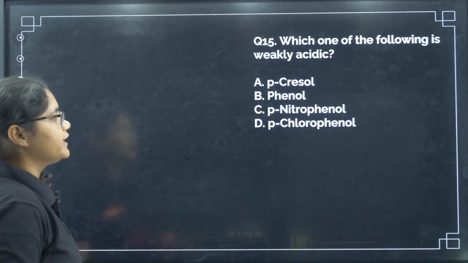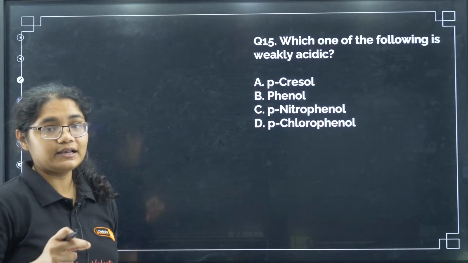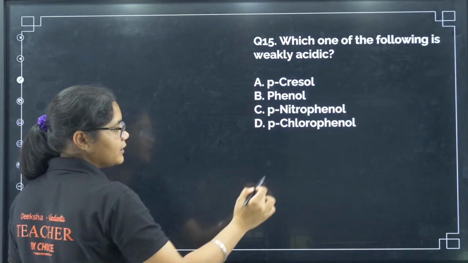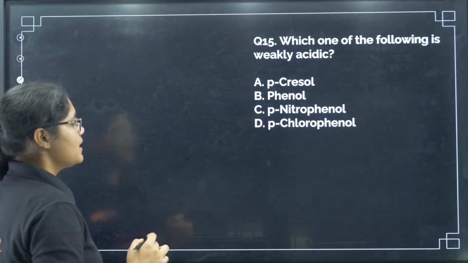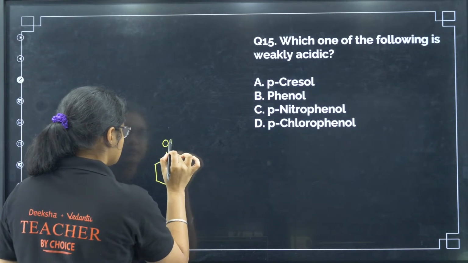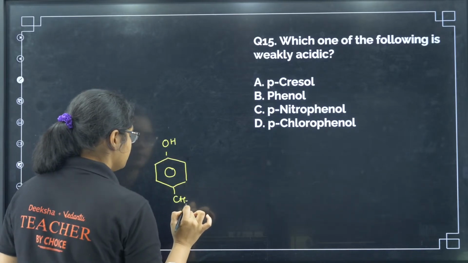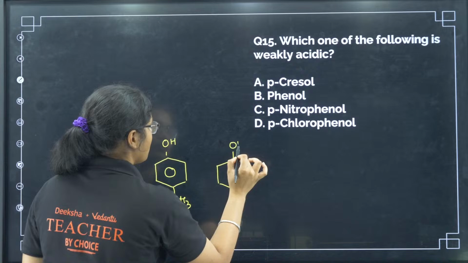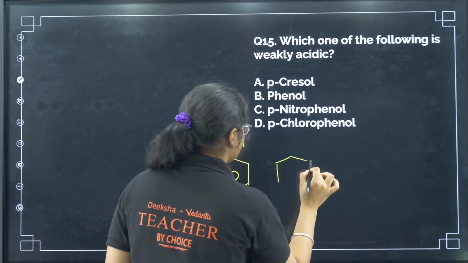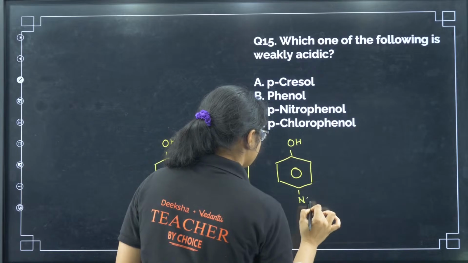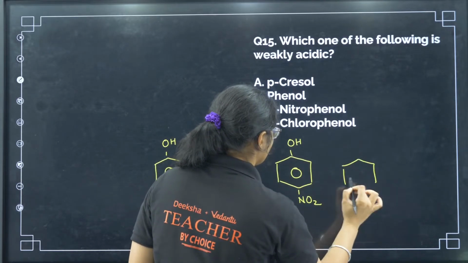Next, which one of the following is weakly acidic? Means you have to tell the weakest acid among the following. So you can see how important it is to know the common name. Paracresol is this one, OH with CH3 group here. Then we have phenol, then we have para-nitrophenol, and then you have para-chlorophenol.